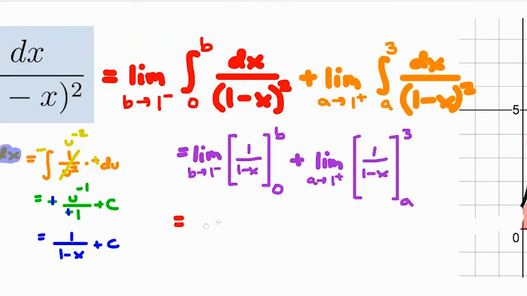All right, so we're going to do the limit as B approaches 1 from the left of 1 over 1 minus B, minus, now you plug the 0 in there, you're going to get a 1.